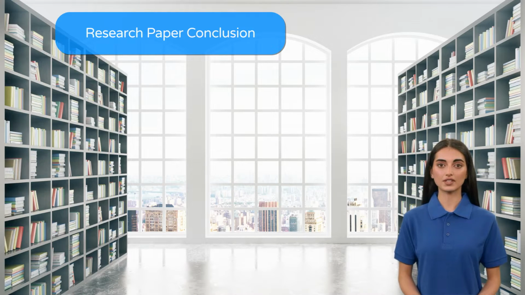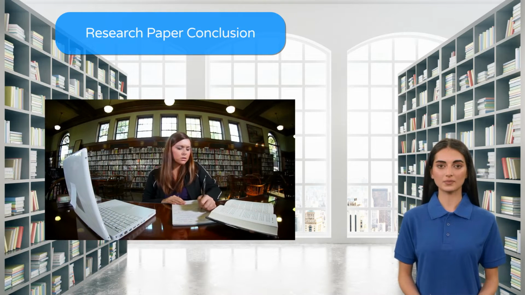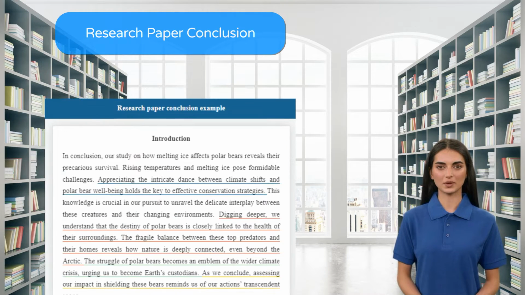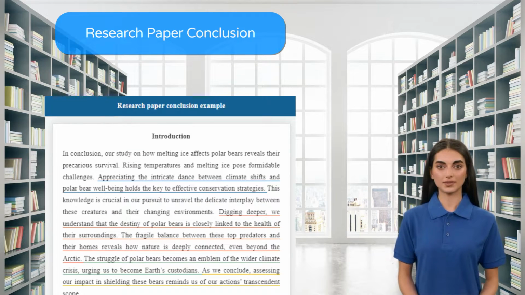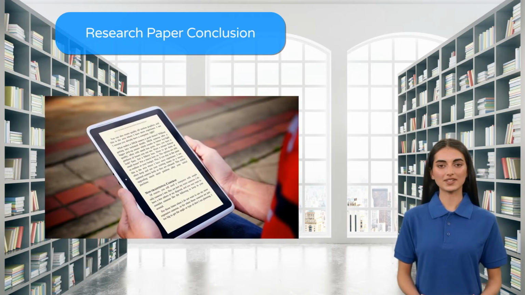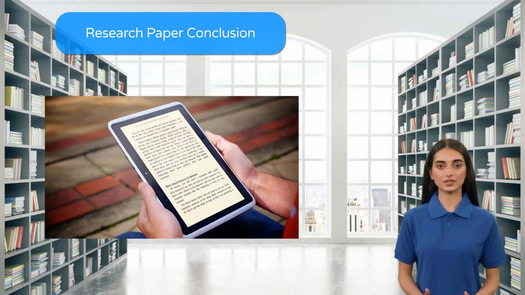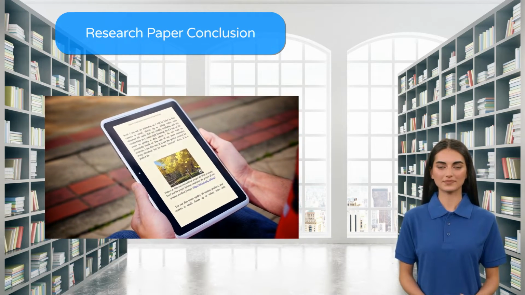Research paper conclusion is the final thing you need in the writing process. But it's not simply concluding things, it's also the moment when your ideas resonate and stay with your readers. So we want to show you how you can end your research paper to leave a lasting impression on your readers. Let's first break down a conclusion example.